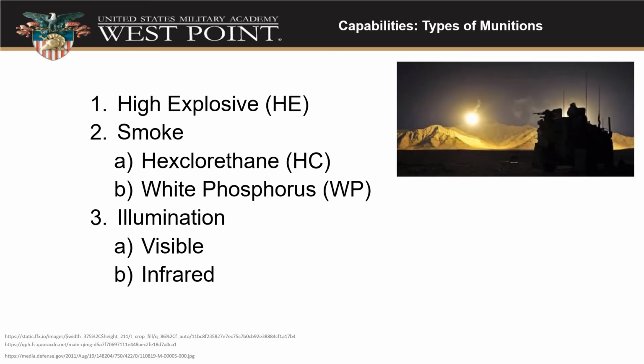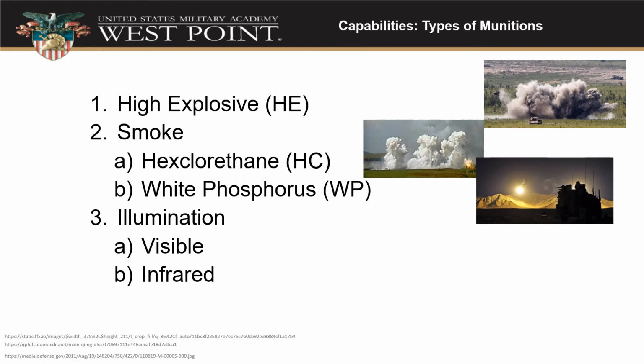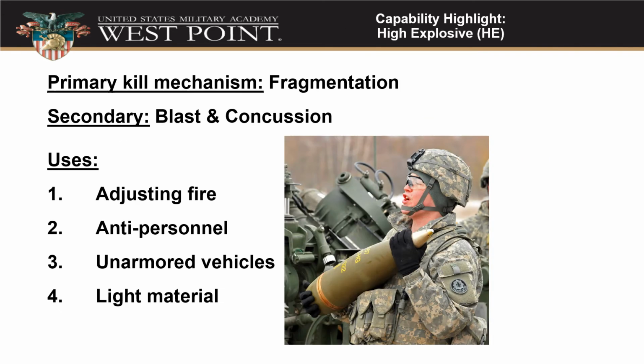Then we have illumination rounds. So if we're out at night, we can request a loom, and that'll come in, and usually they're on parachutes, so they hang in the air for a while and give us some illumination around the area on the ground so we can do our operation. We have both visible and infrared illumination rounds that we can call for. So those are kinds of the basic general categories of types of rounds we can call in. Now within those, there may be a variety of different specific rounds the artillery could use to meet those kinds of missions.